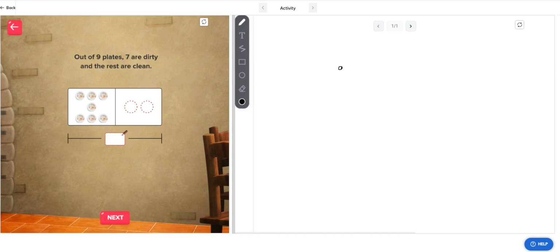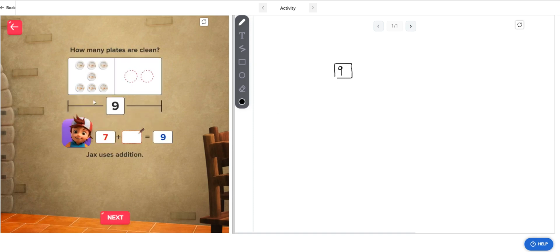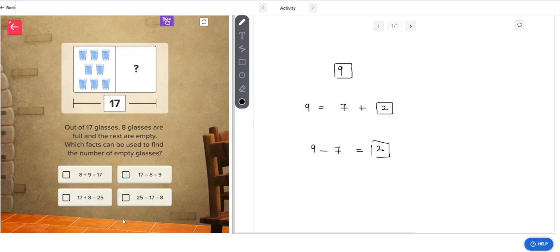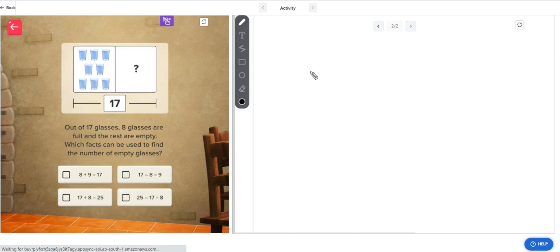The total that you have is 9, right? 7 are dirty, correct? So 9 is the total. 7 dirty plus how many clean plates do I see here? 2, right? So Jax uses addition and my answer is a 2, correct? Now, if I was to turn this into a subtraction statement, 9 minus 7 can also give you a 2. See? Okay, let's try another example.